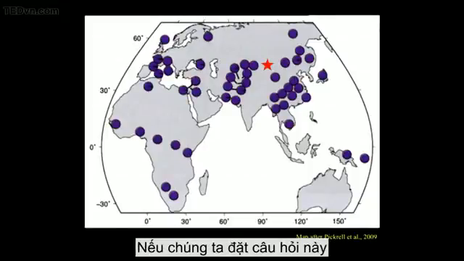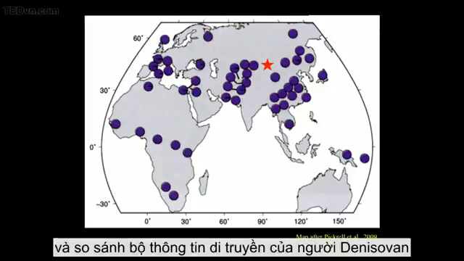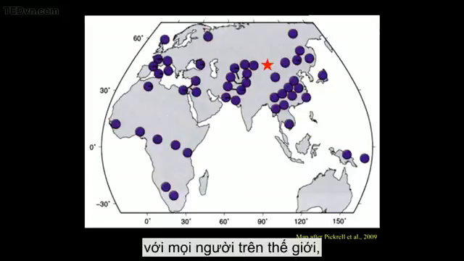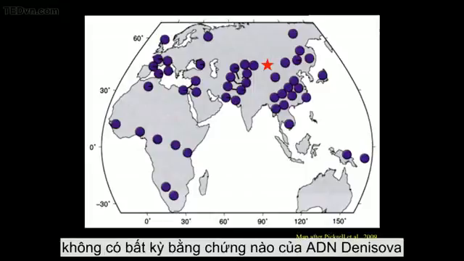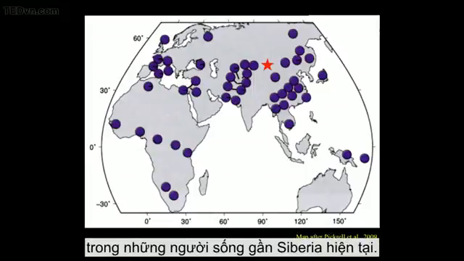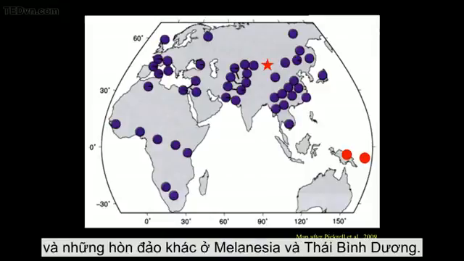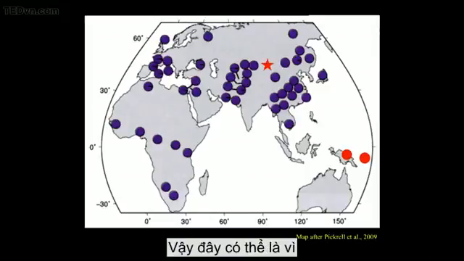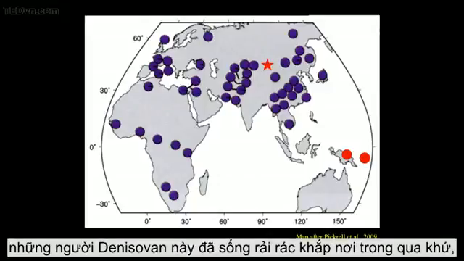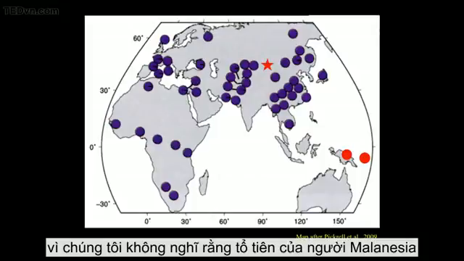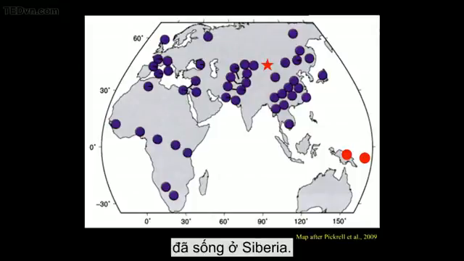If we ask that question and compare the Denisovan genome to people around the world, we surprisingly find no evidence of Denisovan DNA in any people living even close to Siberia today. But we do find it in Papua New Guinea and in other islands in Melanesia and the Pacific. So this presumably means that these Denisovans have been more widespread in the past, since we don't think that the ancestors of Melanesians were ever in Siberia.